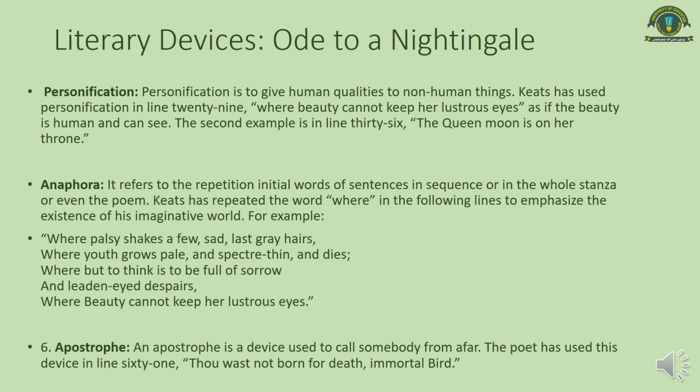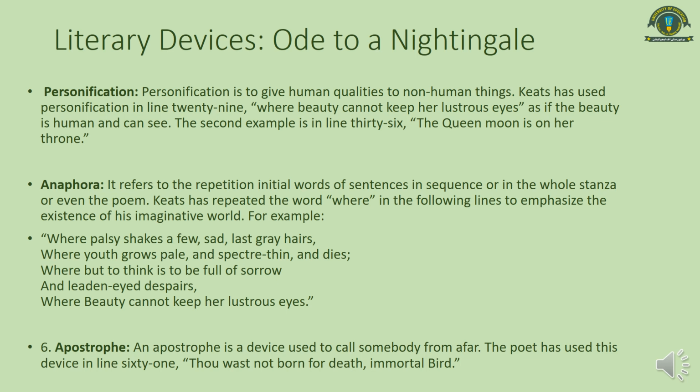He is telling this to a nightingale, and he means to say that I come from that world, or I am John Keats, and I belong to such a world where palsy shakes a few, sad last grey hairs, where youth grows pale and spectre thin and dies, where but to think is to be full of sorrow, where beauty cannot keep her lustrous eyes. So he is giving reference of that ancient talk that is just done of the previous reference. So here this "where" is anaphoric reference.